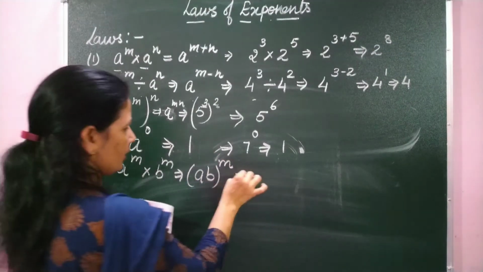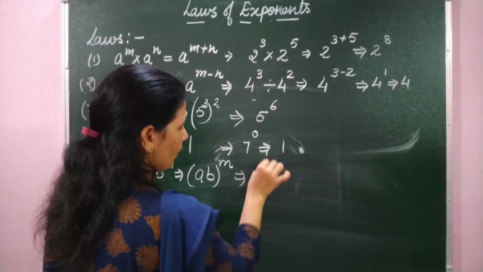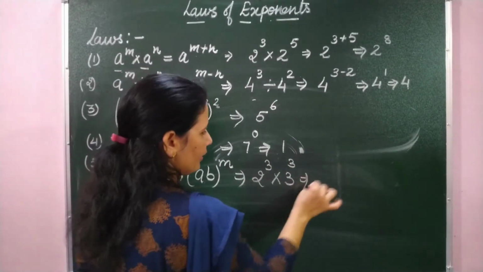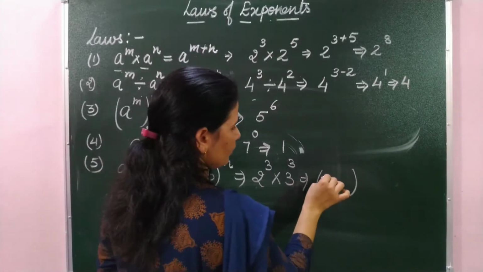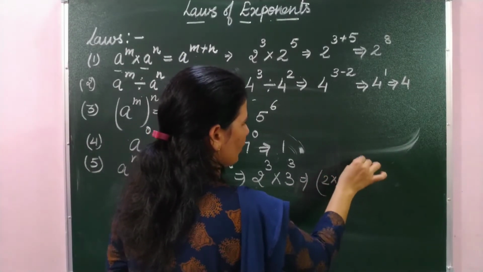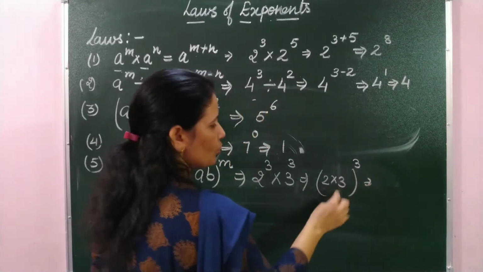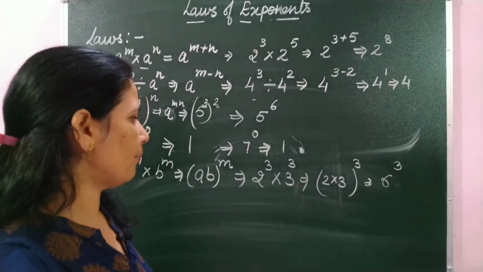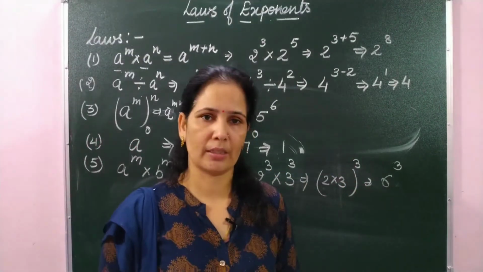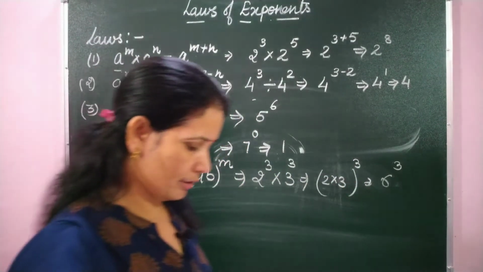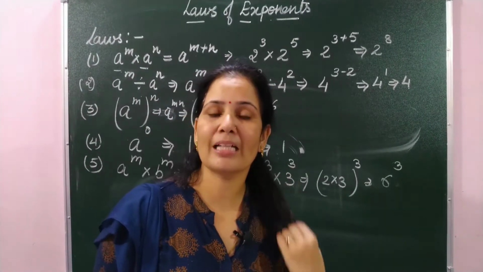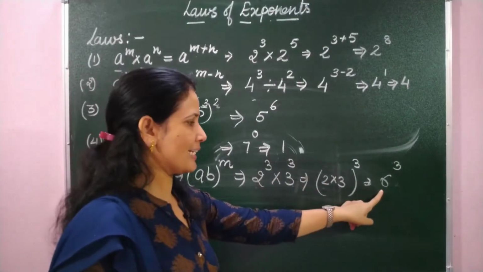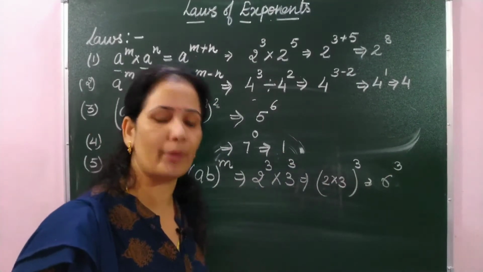How is this done? Now take one example, 2 raised to the power 3 and 3 raised to the power 3. So students, we will write in brackets 2 and 3 together, 2 times 3, with the common power 3. So here we can write 3 times 2 is 6, raised to the power 3. Okay, we will combine them and take their power common. This is our rule number 5. What is rule number 5? Multiply the numbers if the powers are the same. So we will multiply the numbers 3 times 2 is 6, and the power will remain the common power.